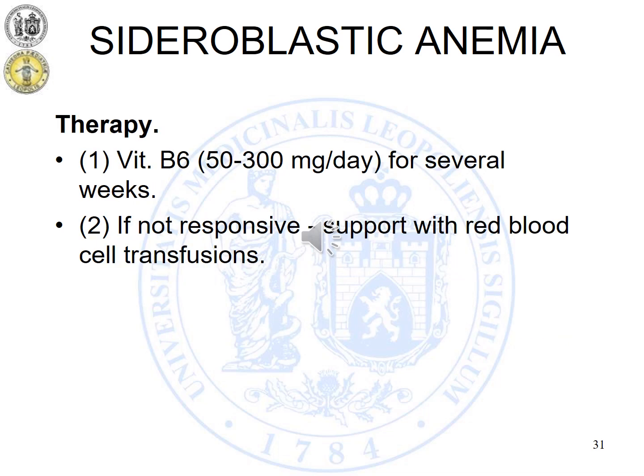Here is where vitamin B6 is involved. So a trial of pyridoxine in a dose of 50 to 300 mg a day should be instituted for several weeks. If not responsive to pyridoxine, or related to a toxin that can be eliminated, the patient may require support with red blood cell transfusions.